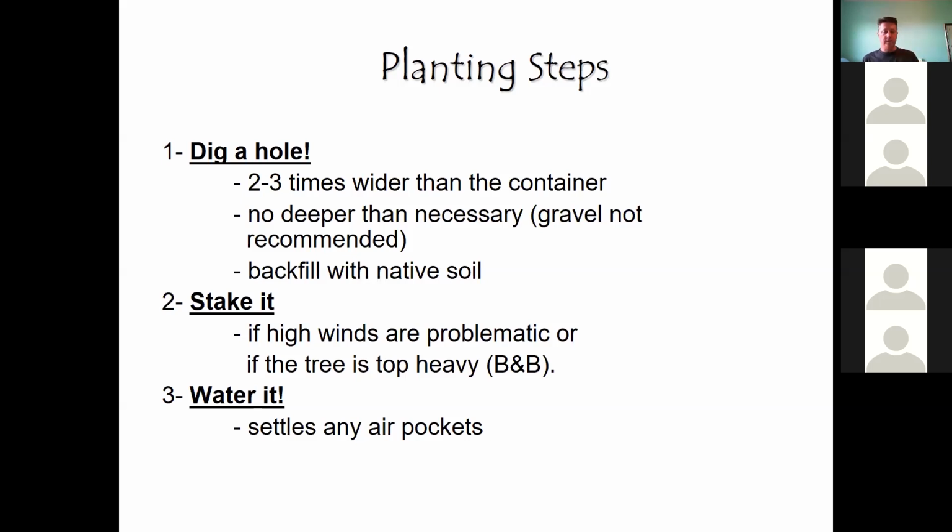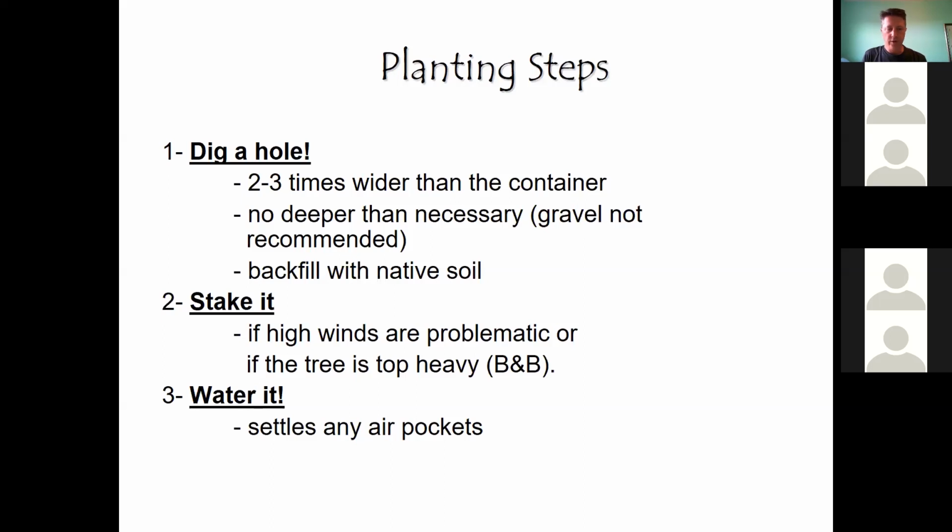Or if the tree is top heavy. Some balled and burlapped plants, especially the conifers, have a lot of wind resistance, and then they have that rounded root ball that can sometimes move around, so sometimes staking is necessary. And then water it in after you're done planting, and that will settle the air pockets in the soil and get the soil in contact with the roots.